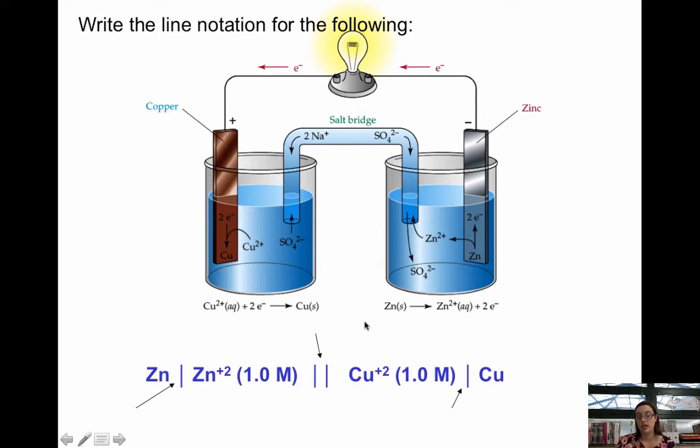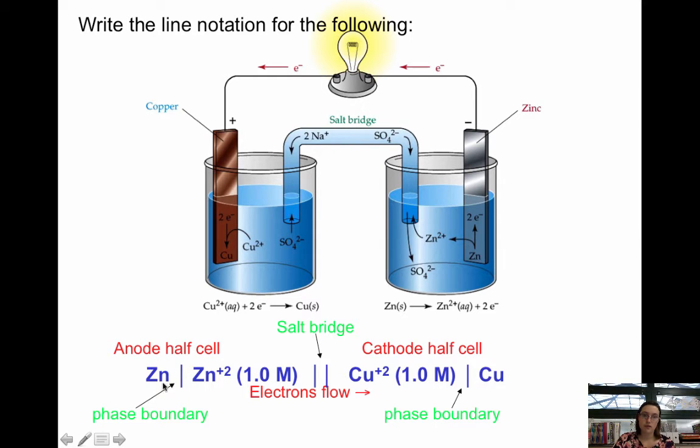When you have an aqueous solution, when you have an ion, you want to include your concentration. Notice that we're not actually given the concentration here, so we're going to assume that it's standard and that it's 1 molar. So here we have zinc as a reactant, zinc solid. The zinc ion is the product. This vertical line represents a phase change, between the solid zinc and the solution.